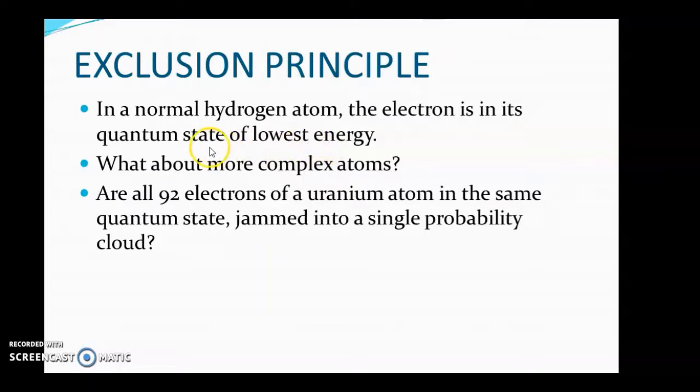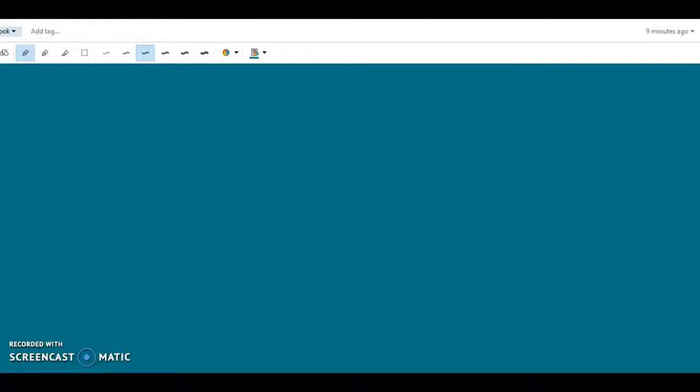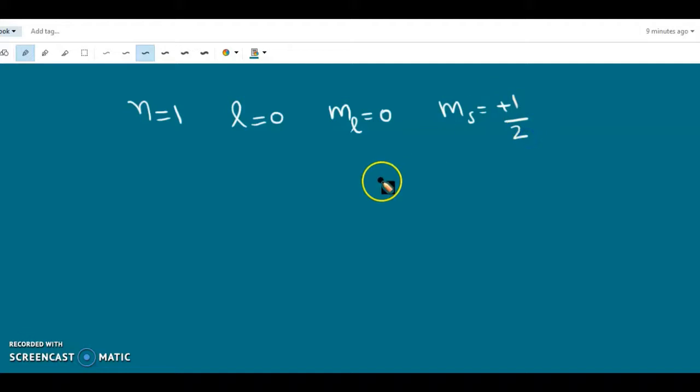And generally, this electron will be in the ground state, or the state of lowest energy. So the principal quantum number n will be 1 for the ground state. And for n equal to 1, L equal to 0, ml equal to 0, and ms can be either plus half or minus half.